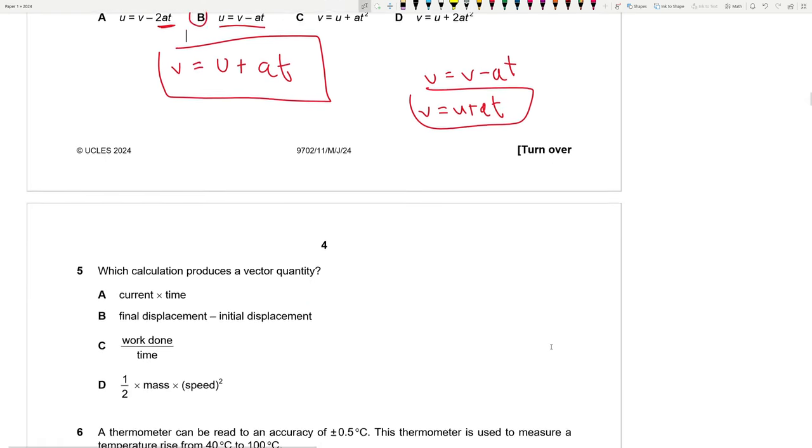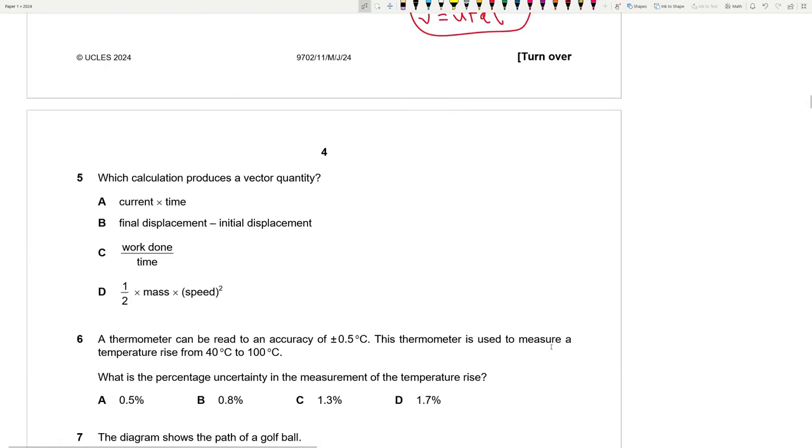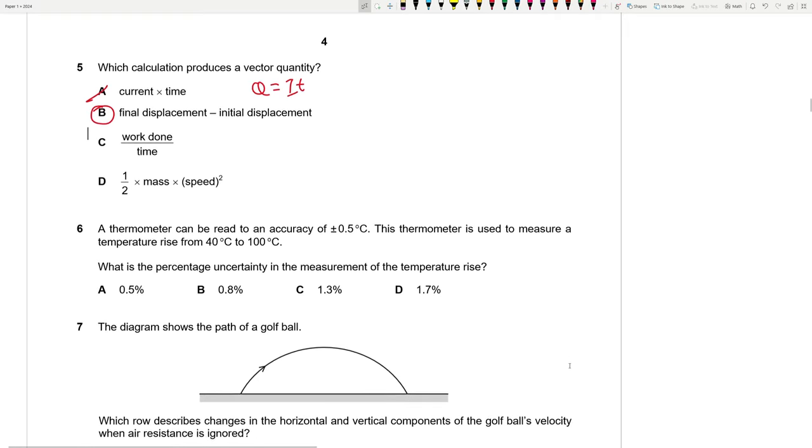They just rearranged it. Number 5, which calculation provides a vector quantity? Ampere second, Q is equal to It. This is not a vector quantity. Final displacement minus initial displacement. Displacement is a vector quantity, so yeah, B is correct.